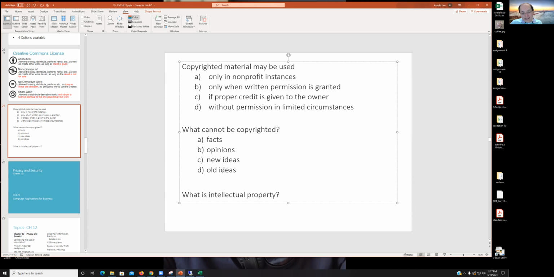So new ideas, old ideas, that's not going to be copyrighted per se, right? And so then what is intellectual property? I think, like I mentioned before, typical things would be paintings, music, could be some essays that you wrote, could be a book, it could be video content, software code that you wrote, all those types of things.